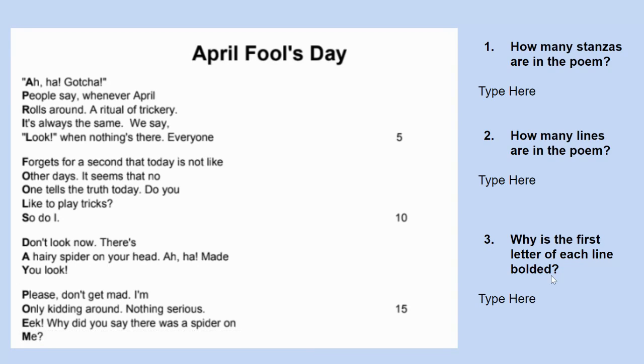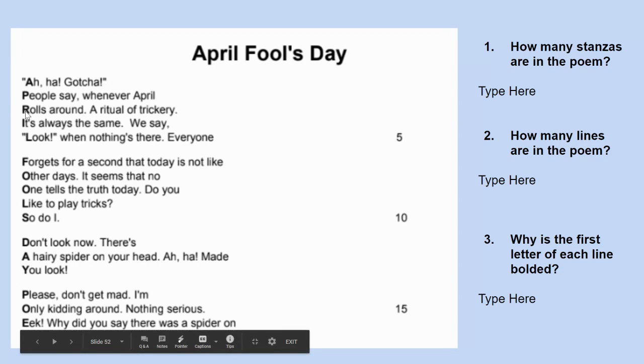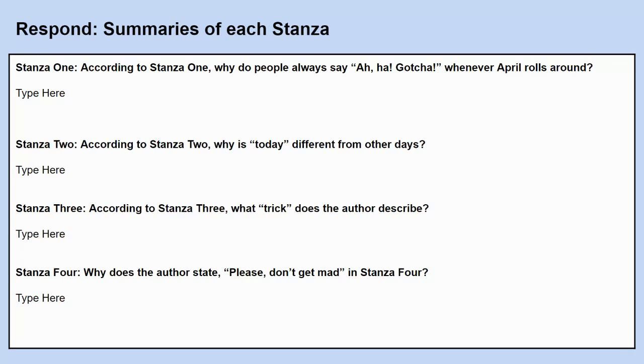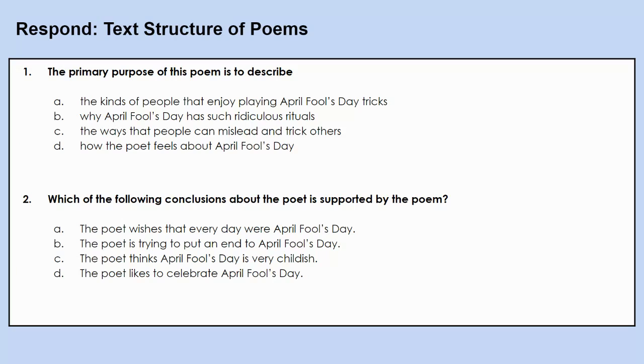Then you're going to look at the text feature of the bolded letters down the side. Why is the first letter of each line bolded? Why did the author include that text feature to grab your attention? You will then complete a summary of each stanza by answering the comprehension questions on the next slide. You will then work with the text structure of the poem.